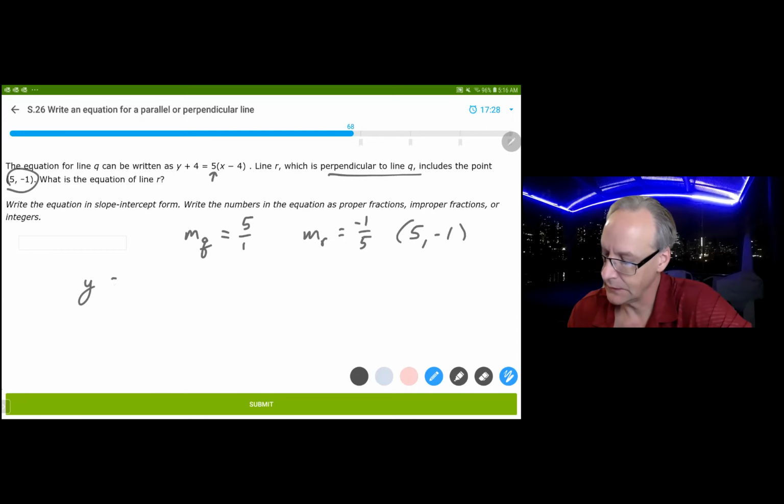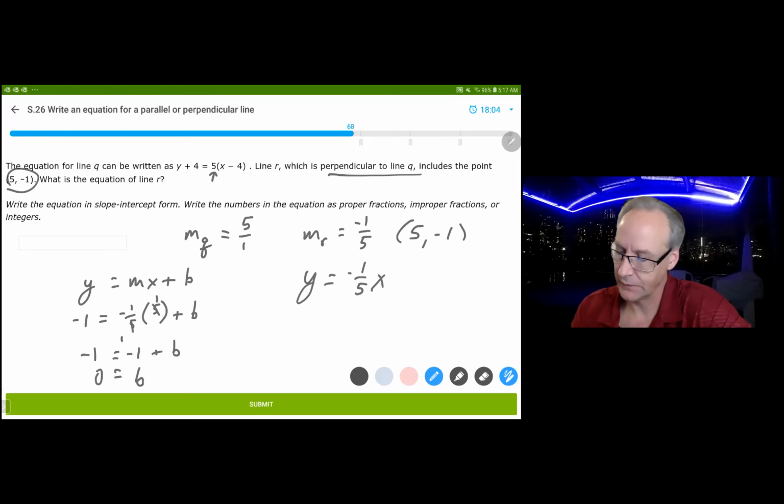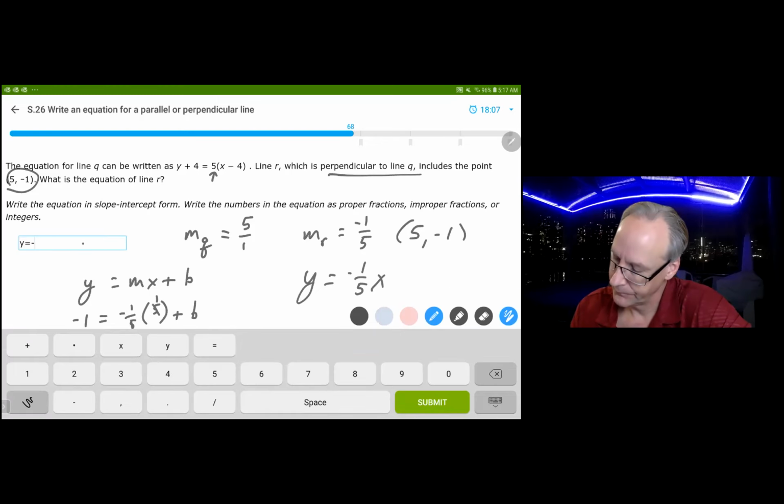So y equals mx plus b. And we substitute it in. -1 is equal to -1/5 times x, which is 5, plus b. And this is just -1, isn't it? -1 plus b equals -1. Be careful. You need to add 1 to both sides, and b is really equal to 0. So there's no b value, or the b value is just 0. And we just get y equals -1/5 x. You don't put the plus 0. And you're done.